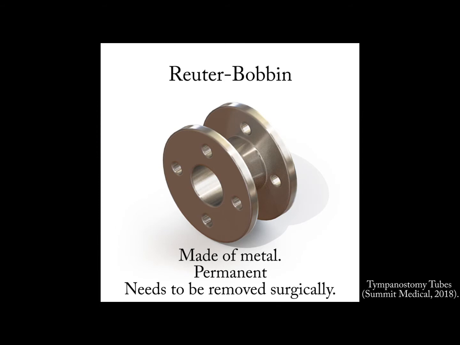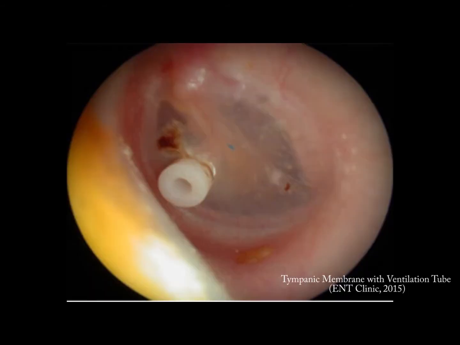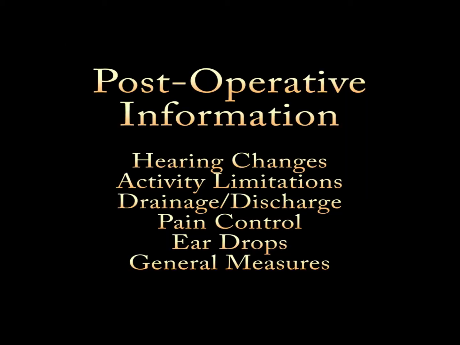Here we have the Reuter-Bobbin tympanostomy tube. It is made of metal and is designed to be permanently in place. It needs to be removed surgically. This picture shows how the eardrum will heal around the tube after a few weeks.